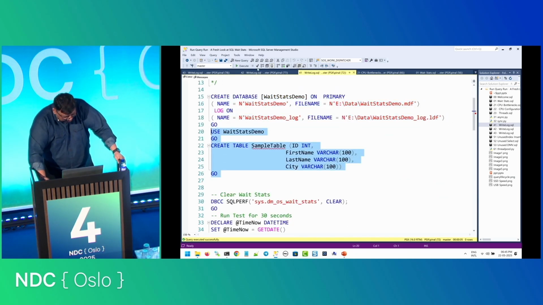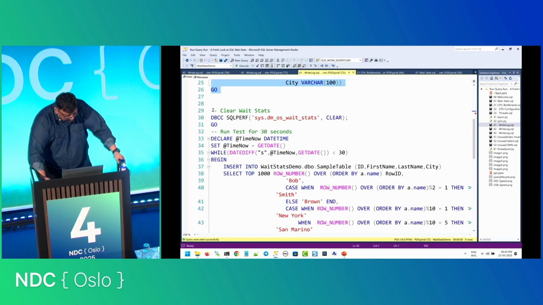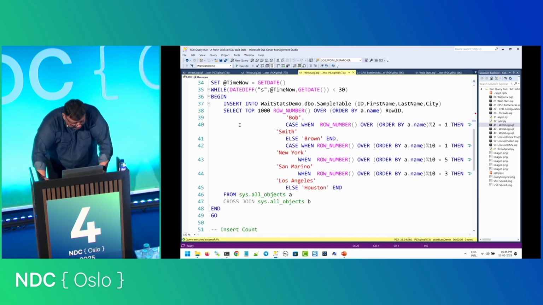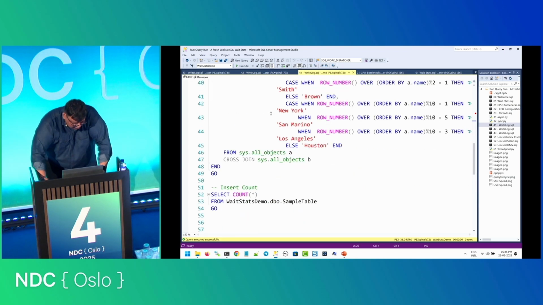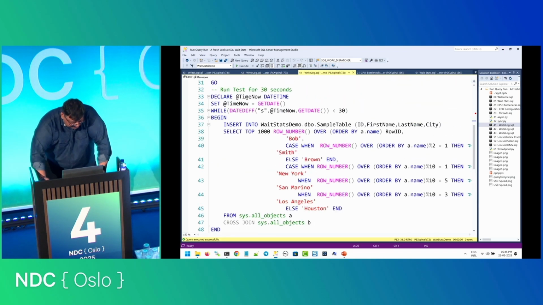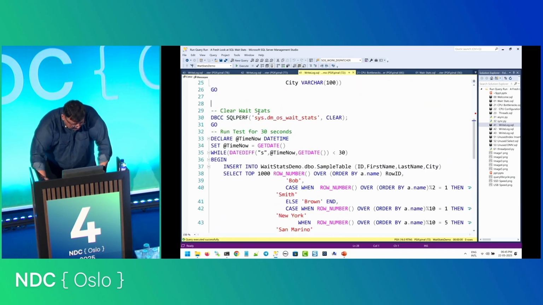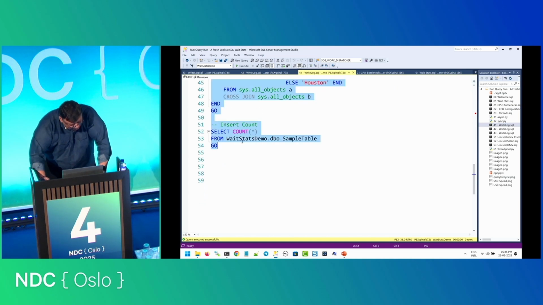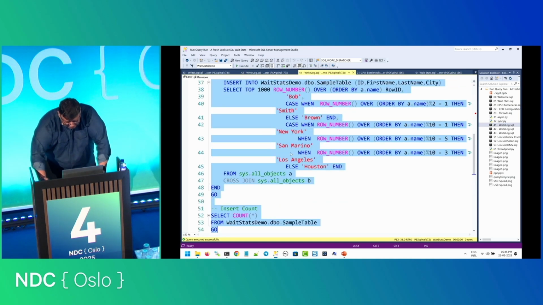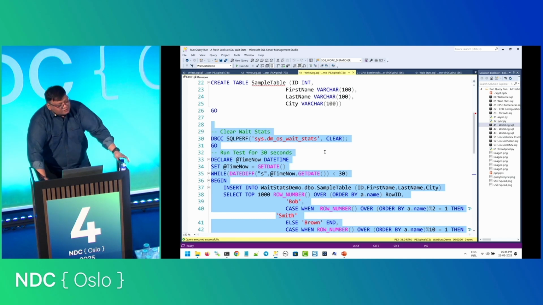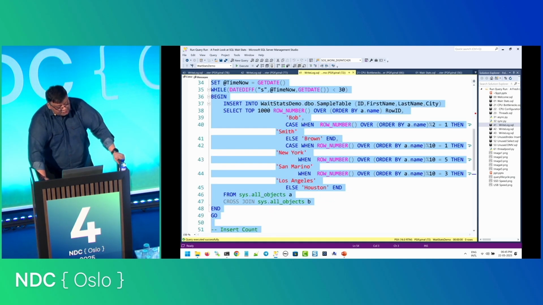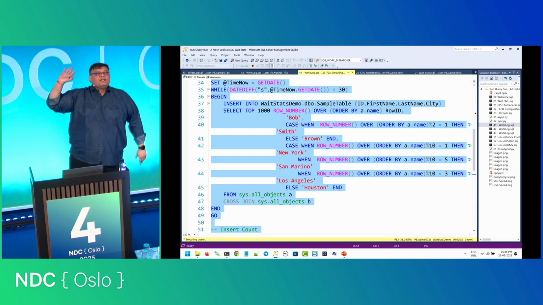Okay, so I just created a table. Now I'm clearing the wait statistics, and then I will be inserting some rows for 30 seconds. So this is going to run for 30 seconds, all right? And then I will count how many rows I have inserted. For those who didn't understand, I created a database, and now I'm going to insert some rows here for 30 seconds and count how many rows I have inserted. That's it.